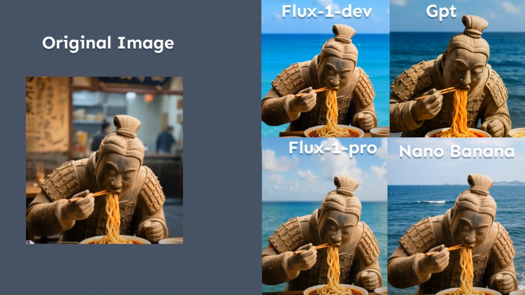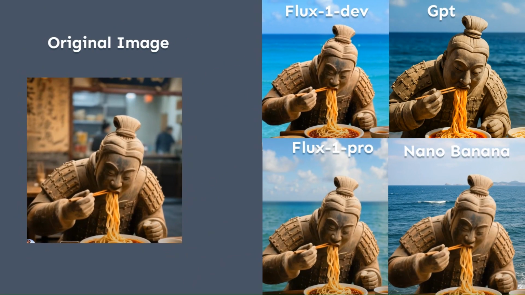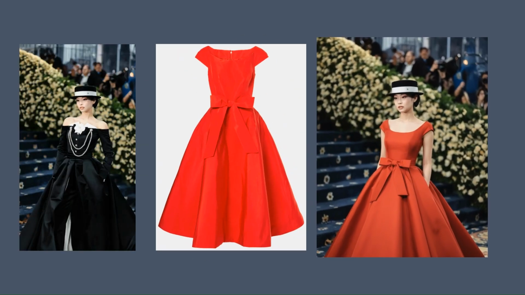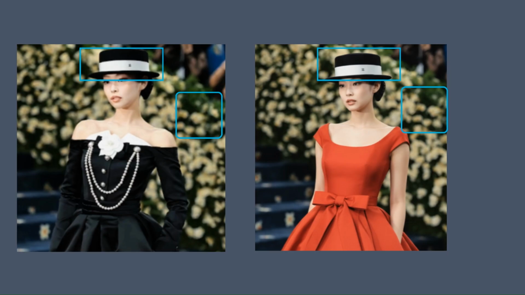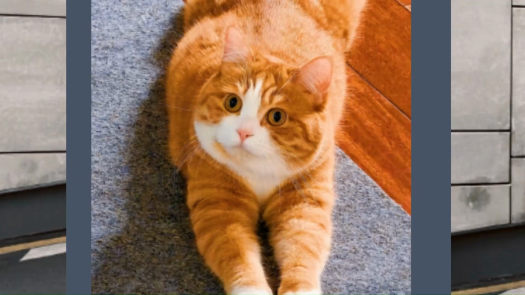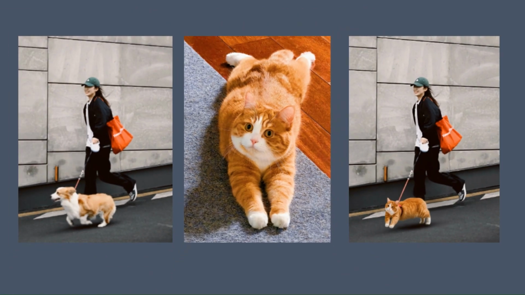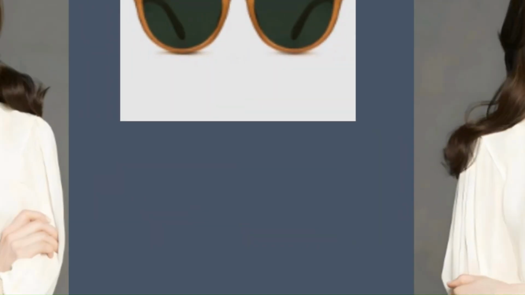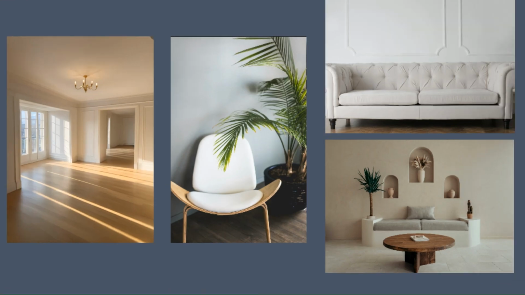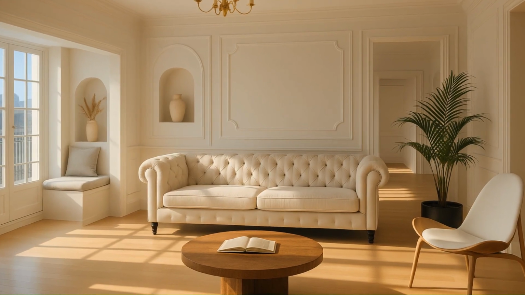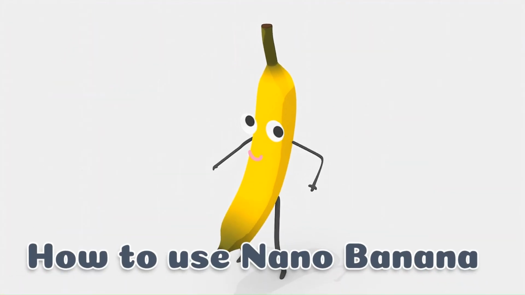Let's try some more complex prompts. Replace the background with real C. Replace the clothing of the Jenny in picture 1 with the red dress from picture 2. The hat, background, and lighting are all consistent. Replace the dog in picture 1 with the cat in picture 2. Let the model wear these sunglasses. Place all the furniture in the empty room in figure 1 in a reasonable layout, naturally, and keep the lighting and style consistent.